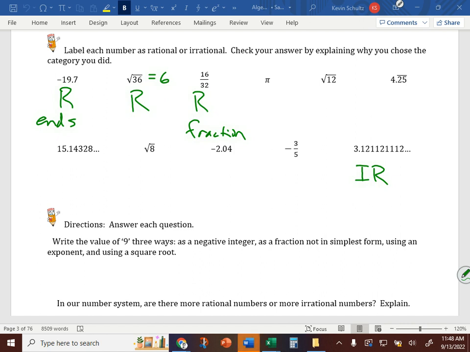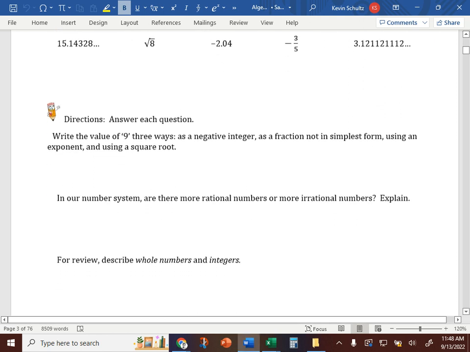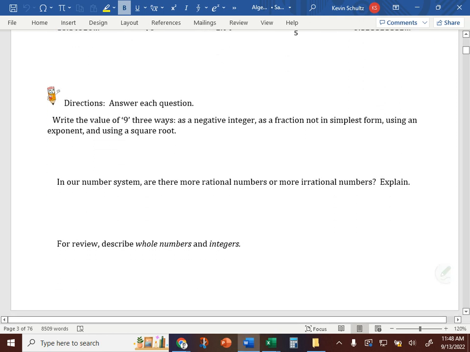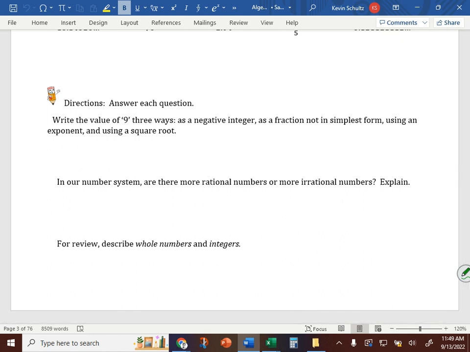Then kind of the wordy questions down below here. It says, write the value of 9 3 ways: as a negative integer, a fraction not in simplest form, using an exponent, and using a square root. Okay, so you get to pick 3 of those 4 ways to write the value of 9.